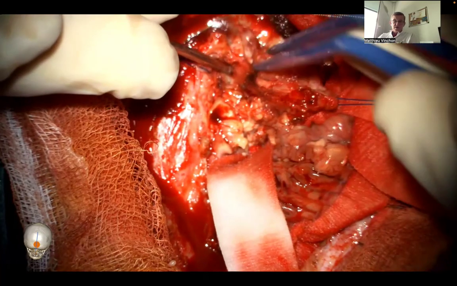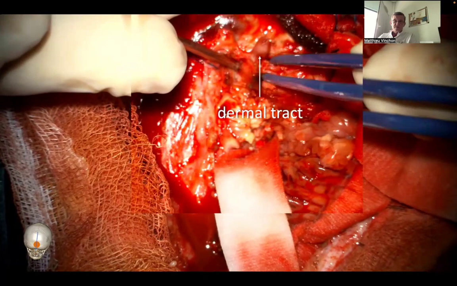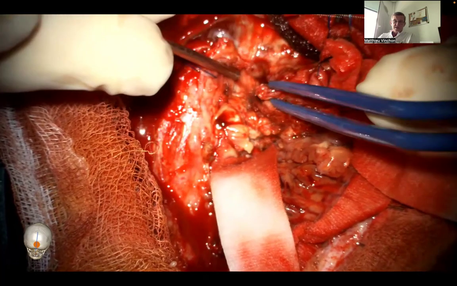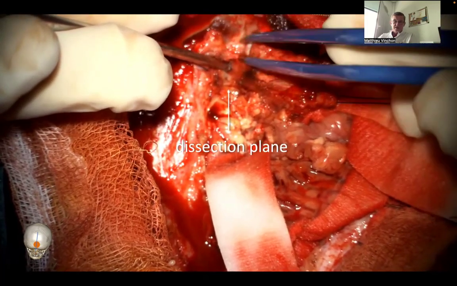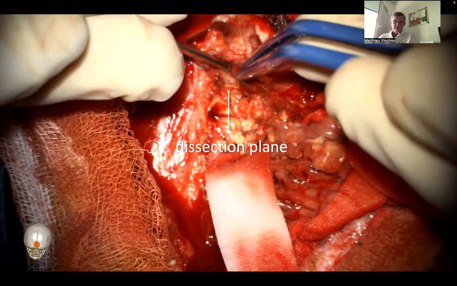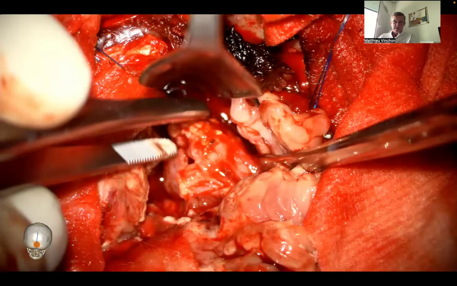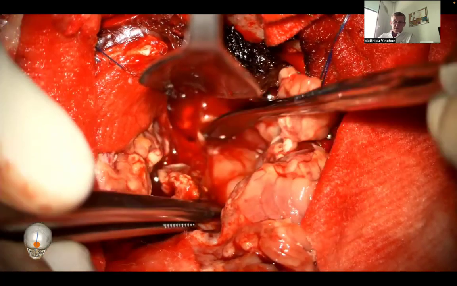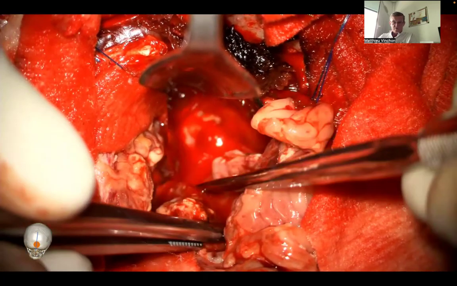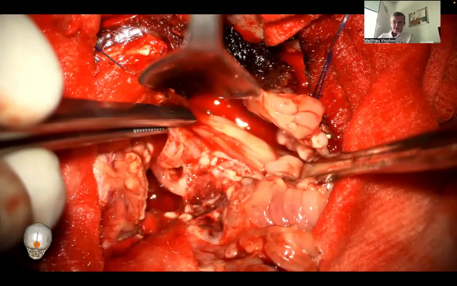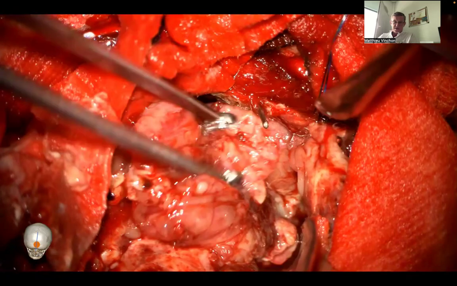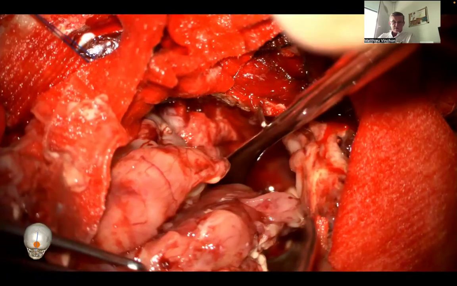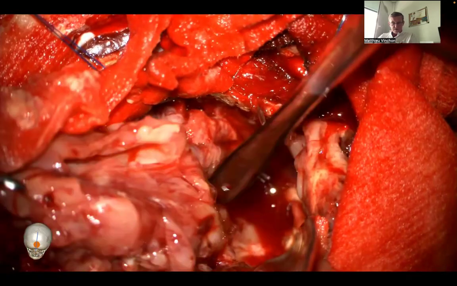And this is when we do the dissection. Here you see the dermal tract, and you dissect on the side, and here you will find the plane where you can start the dissection between the shell of the abscess. And here, at the end of the dissection of the shell of the abscess, well, it's a bit bleedy, but nothing to worry too much. But you can dissect beautifully the shell of this abscess from the cerebellum, and when it is dissected, you can remove it totally. So this child had a good evolution after surgery.